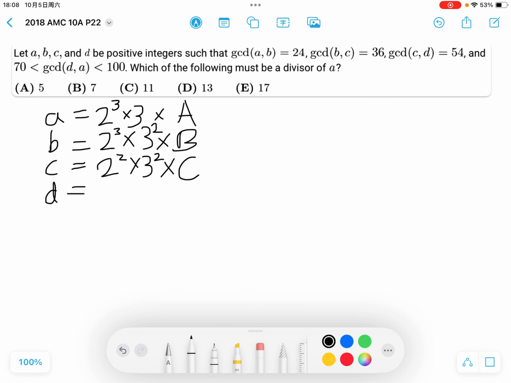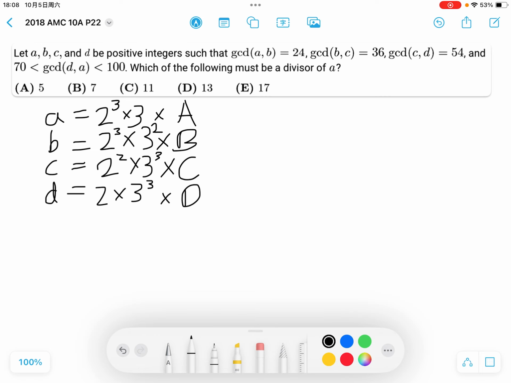And what about D? The GCD of C and D is 54. Now what's 54? 54 is just 2 times 3 cubed, and then times big D. So what does this actually tell us though? This tells us that C also has a factor of 3 cubed for it to be a multiple of 54. Now the GCD of D and A is between 70 and 100 exclusive. So we have 5 options.